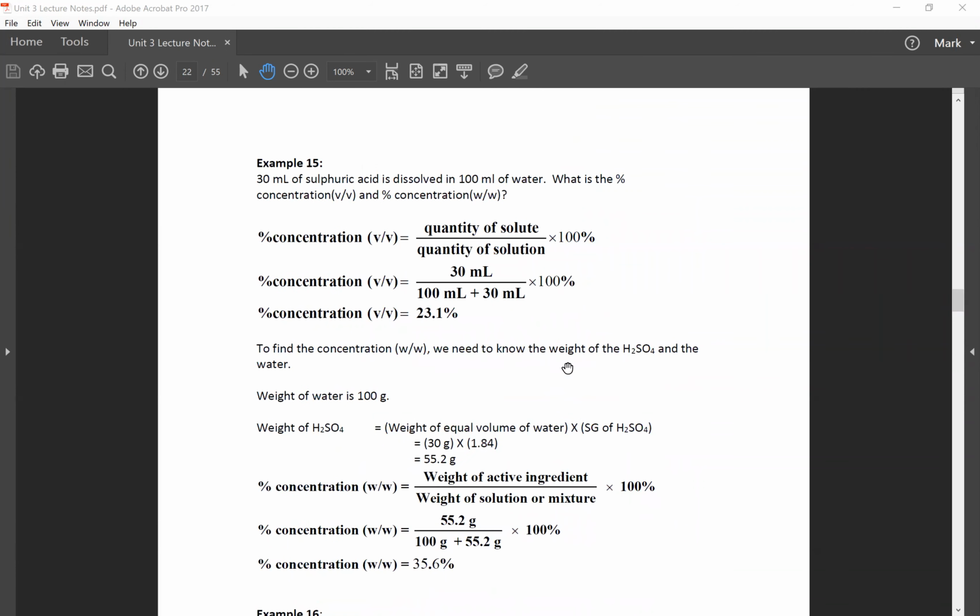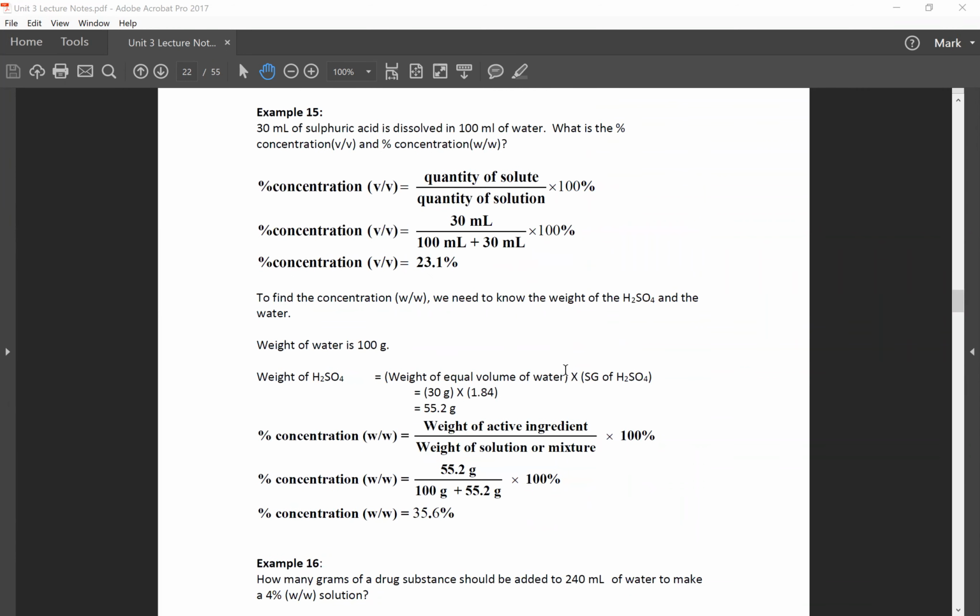I won't go over all of them, but example 15 would be a good one to look at. This is kind of like a two-part question. It asks you to calculate the concentration in volume and weight. So we would call this volume percent and weight percent. For the volume percent, we have 30 milliliters of sulfuric acid, and we're dissolving it in 100 milliliters of water. So this we did yesterday, pretty straightforward calculation.